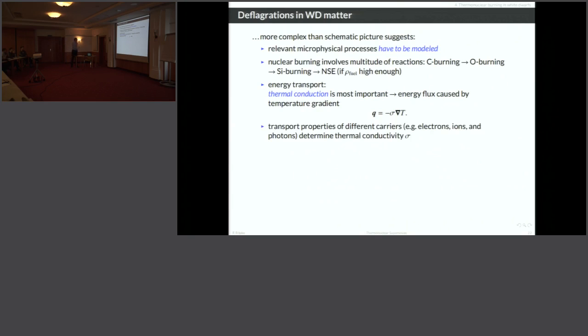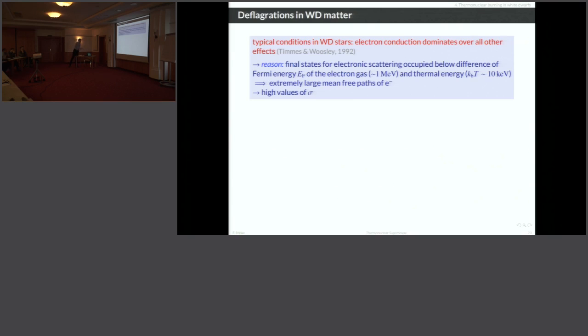The proportionality factor is the thermal conductivity, and the value of the thermal conductivity, of course, is set by the transport properties of the different carriers. So we can have thermal conduction due to electrons, ions, and photons. And this has to be determined in white dwarf material. So what do we find for typical conditions in white dwarf stars? Well, it's not very surprising, but you find that electron conduction dominates over all other effects.